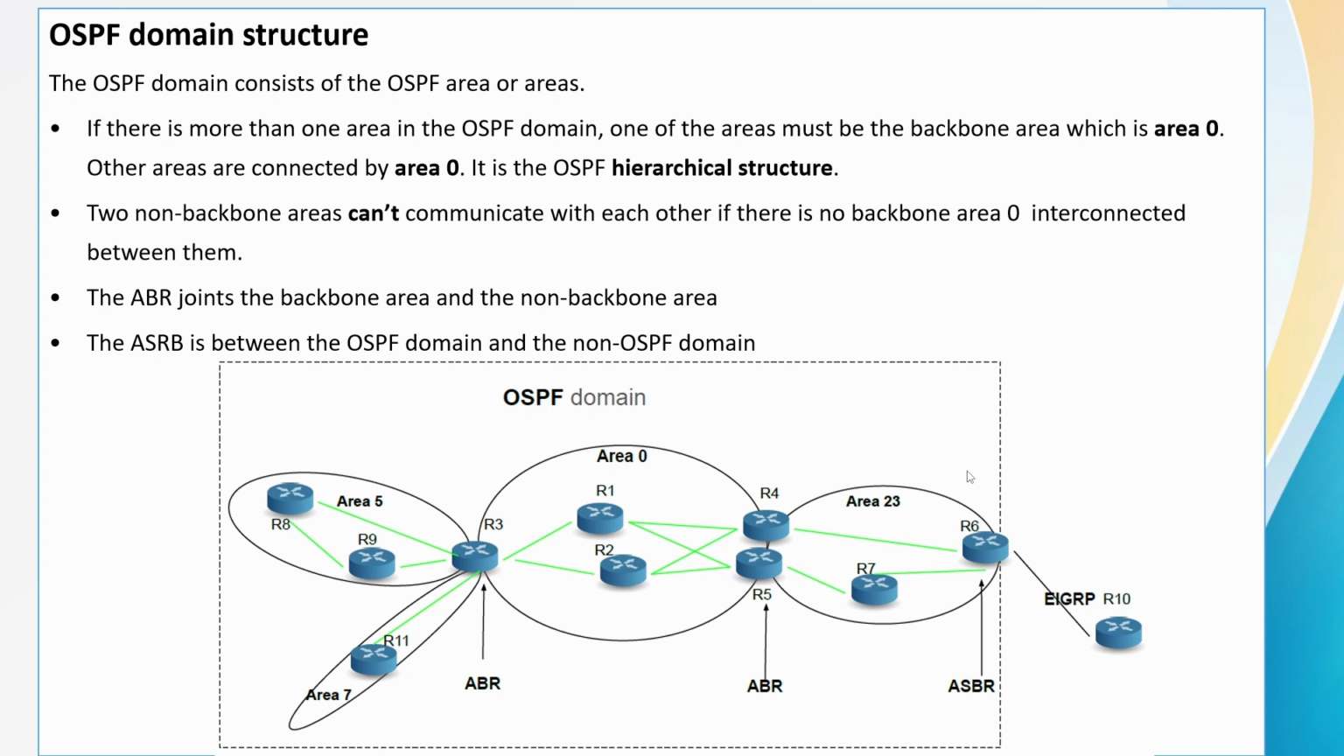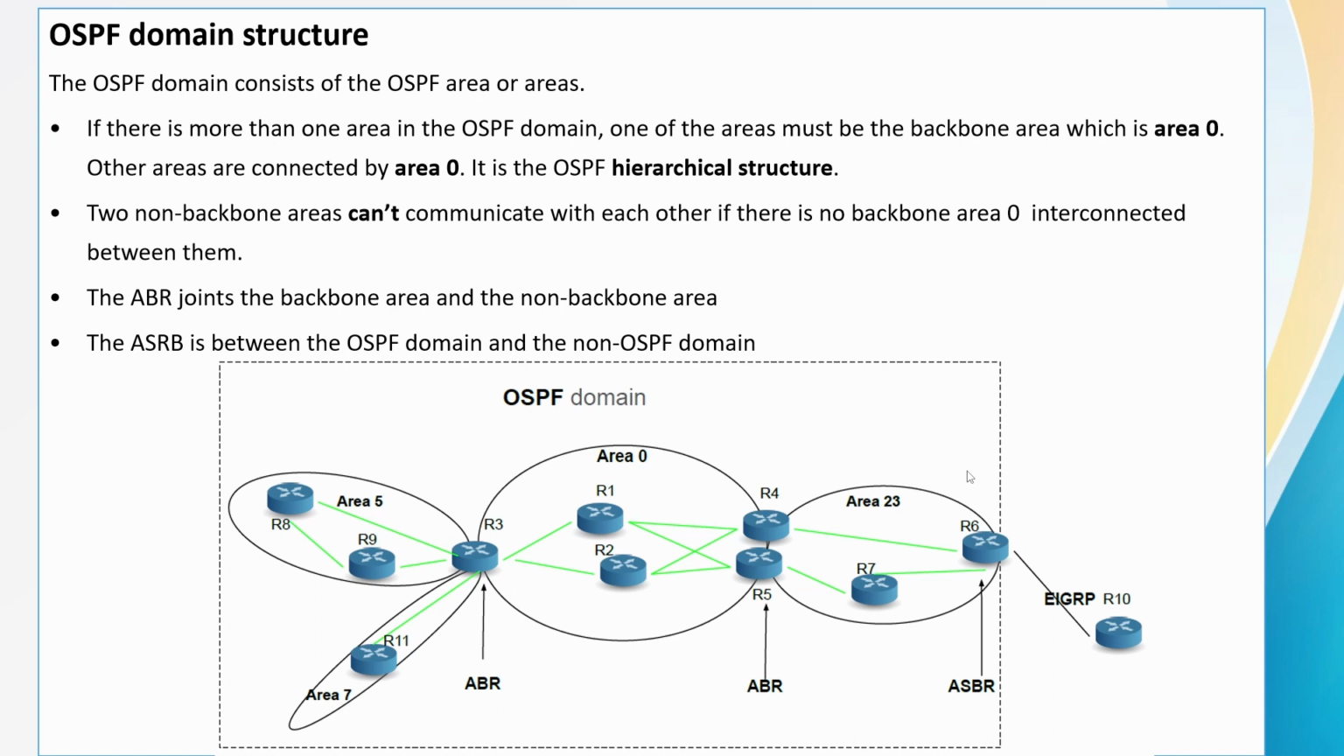Next, we are talking about the OSPF domain structure. An OSPF domain consists of OSPF areas, all areas. That means an OSPF domain can contain only one area, or it can contain multiple areas. If there is more than one area in an OSPF domain, one of the areas must be the backbone area. Other areas connect by the backbone area, area 0. This is the OSPF hierarchical structure.